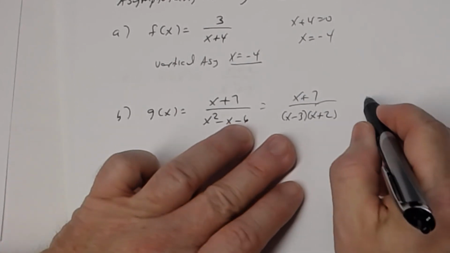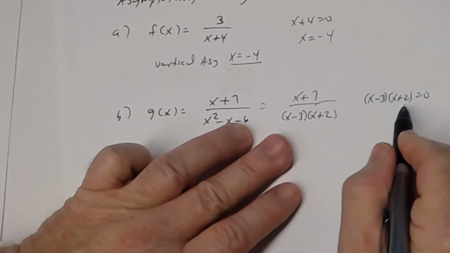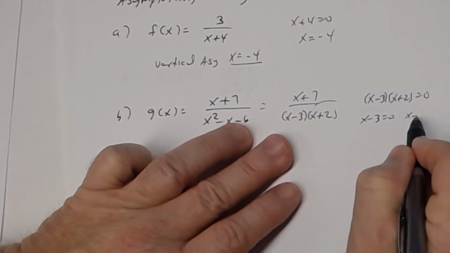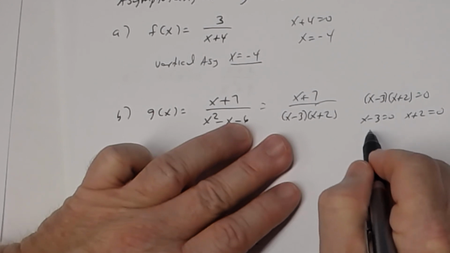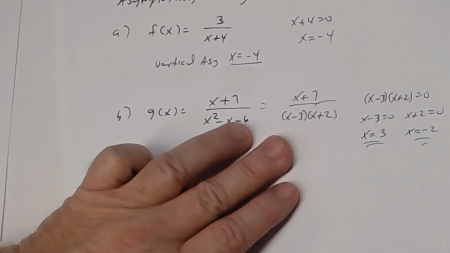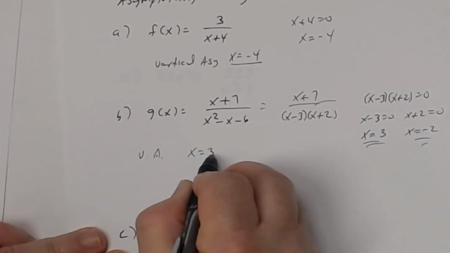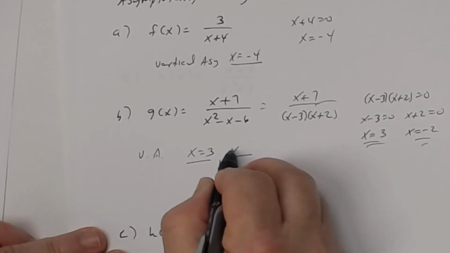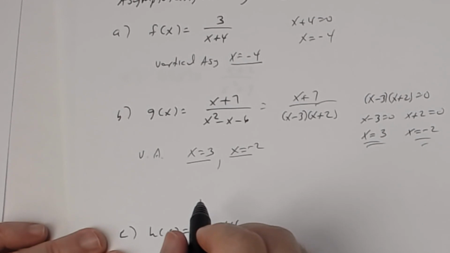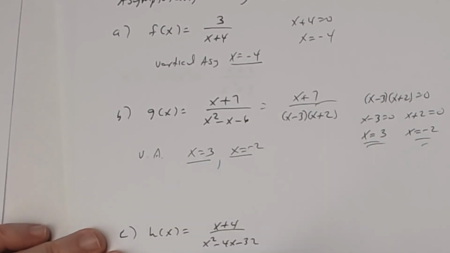Number three says set the denominator to 0 and solve for x. So I'm going to set the denominator equal to 0, (x minus 3)(x plus 2). It's already factored, so I'm going to use the zero factor property. x minus 3 equals 0, x plus 2 equals 0. And when I solve for x, I get x equals 3, x equals -2. And those are your vertical asymptotes. So your vertical asymptotes are x equals 3, comma, x equals -2. Make sure you say x equals, x equals. That's very important.